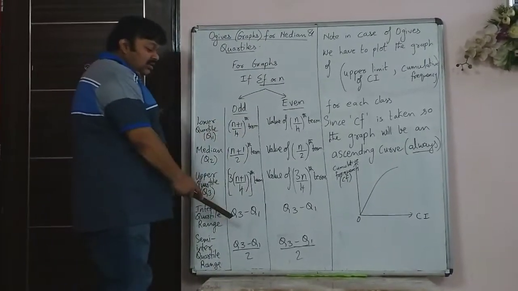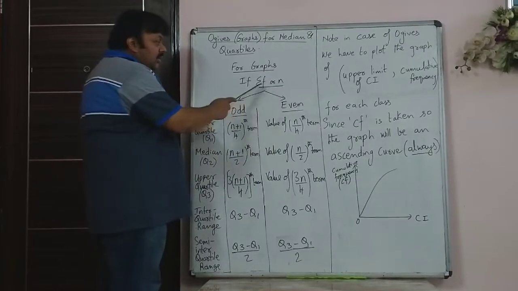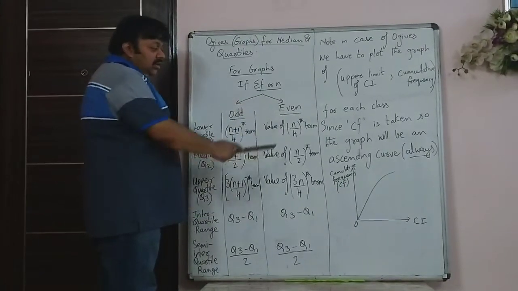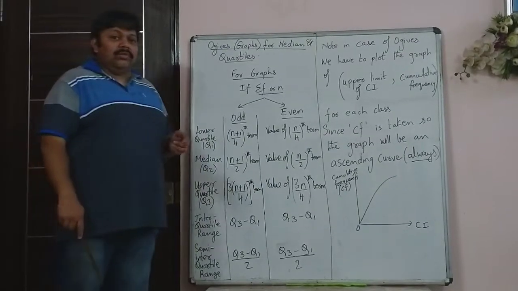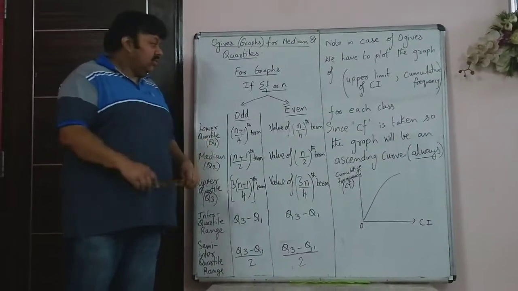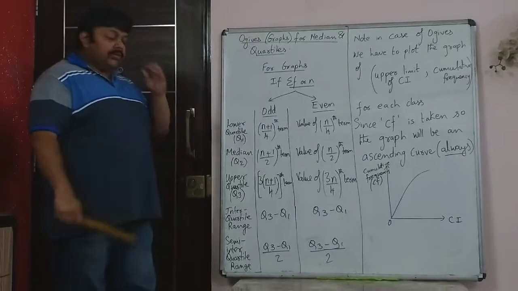The odd formula is same, but when sigma f or n is even, then you don't have that lengthy formula, n by 2 and n by 2 plus 1, those terms. You just have to use these formulae.